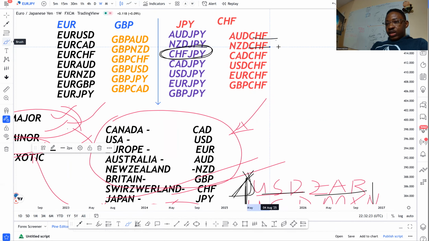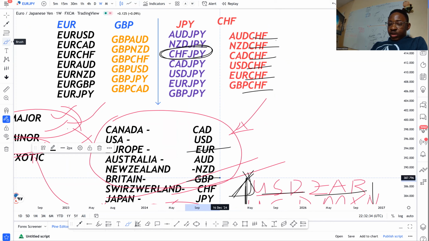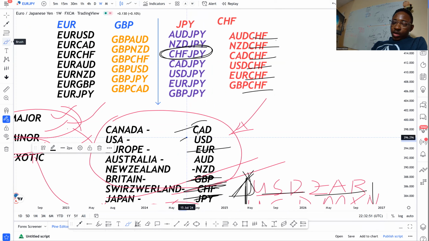Apart from that, the Swiss franc is always the second currency. So from what we have here, we said the euro is the first currency. The pound is always the first currency, except when it is paired with the euro. The Japanese yen is also always the second currency. The Swiss franc is also always the second currency unless it is paired with the Japanese yen. That leaves us with these four: Canadian dollar, US dollar, Australian dollar, and New Zealand dollar.